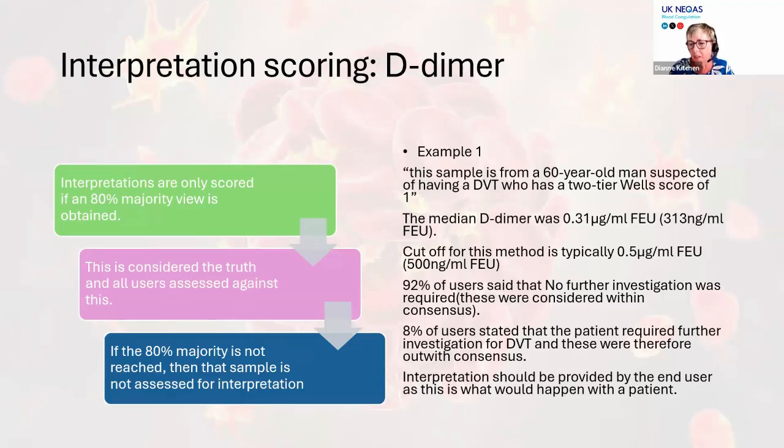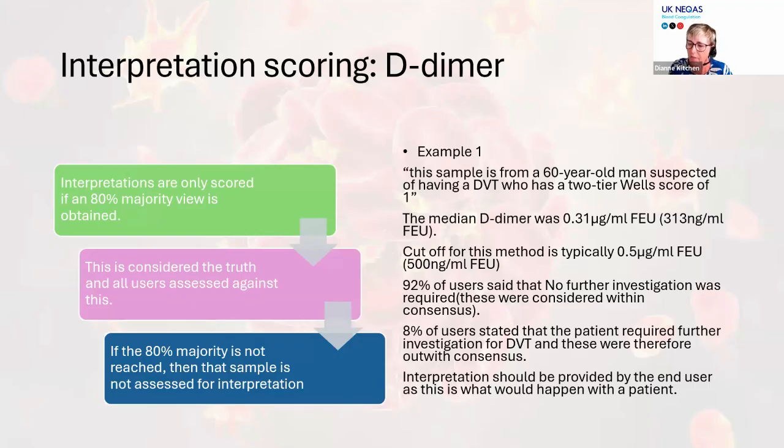We sent out a sample and we said this is from a 60-year-old man suspected of having a DVT with a 2-tier Wells score of 1. Now, a Wells score of 2 or more, you would automatically send for a scan. So 0 or 1, it depends on what your D dimer level is. So this D dimer was 0.31 micrograms or 303 nanograms. It's the same number, it's just different units in FEU. The cutoff for this is 0.5 or 500. So these are both well below the cutoff.